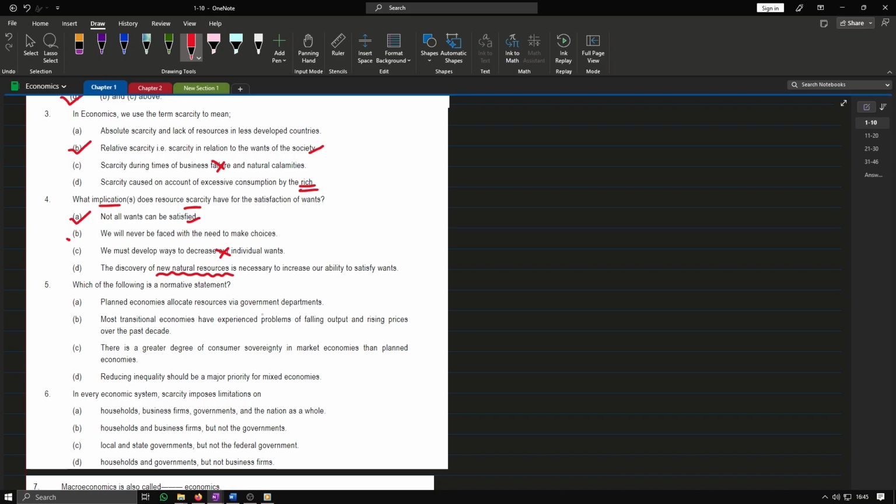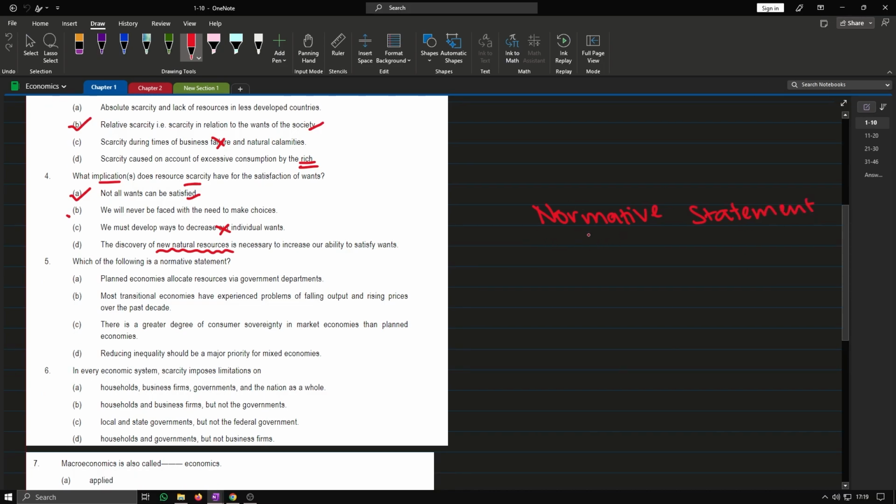Which of the following is a normative statement? So first we should understand what is a normative statement. Normative statements mean how things should be, is usually described in normative statement. So what is a positive statement then? So positive statements usually describe how things are, right?